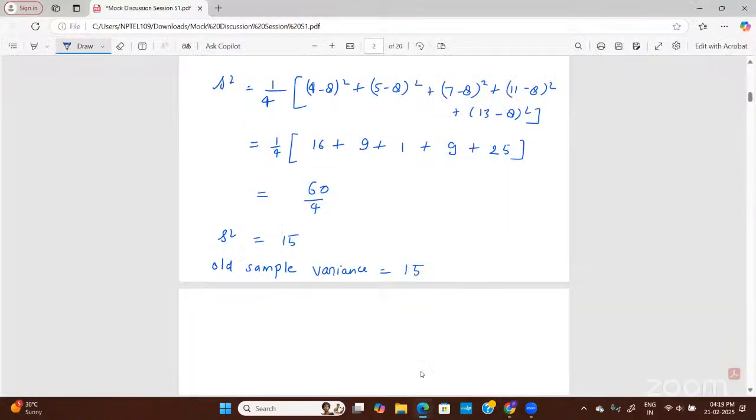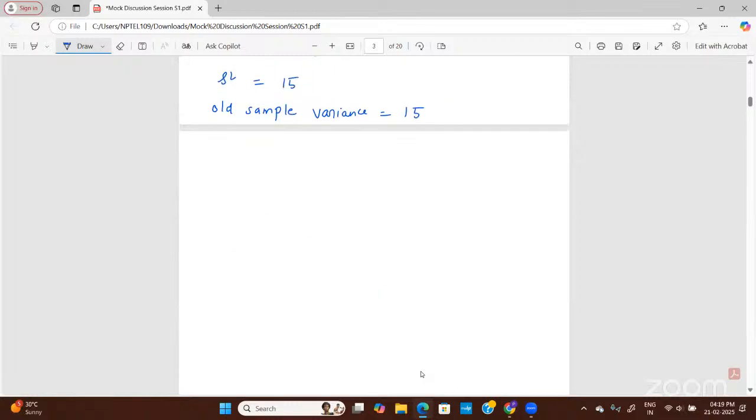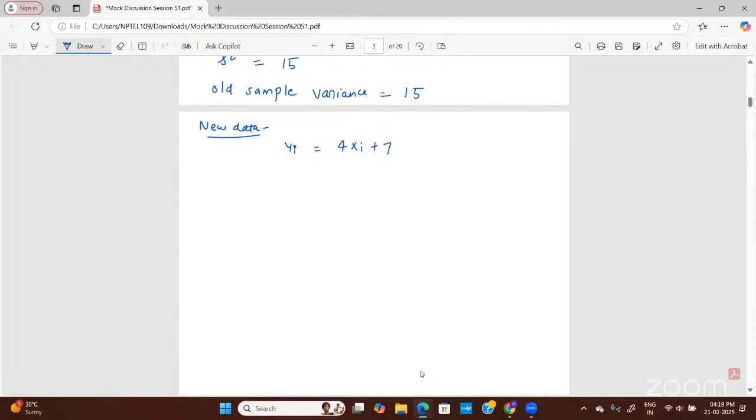Suppose I represent these values as xi values. Then in the new data set, suppose I represent the values as yi. We are multiplying each term by 4, then adding 7. Now we can directly use the formula and find the sample variance for the new data set.